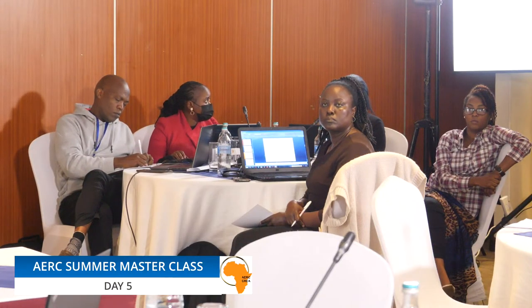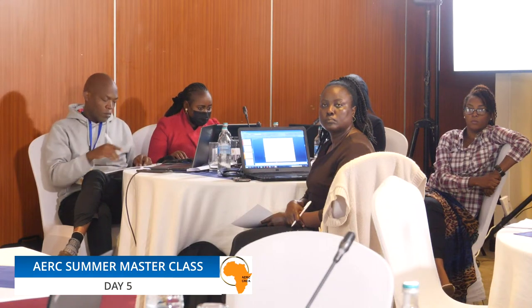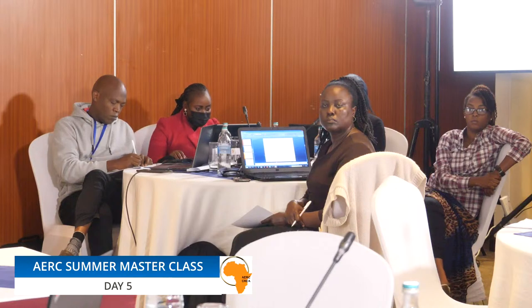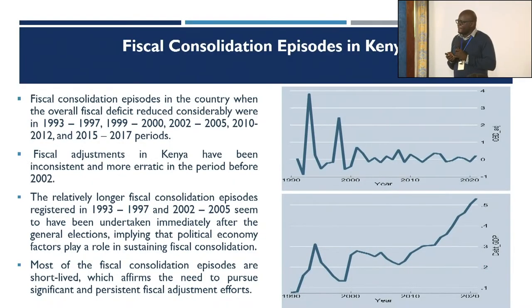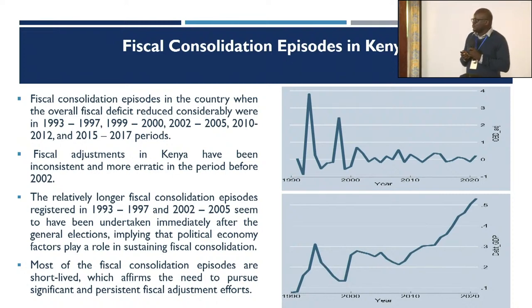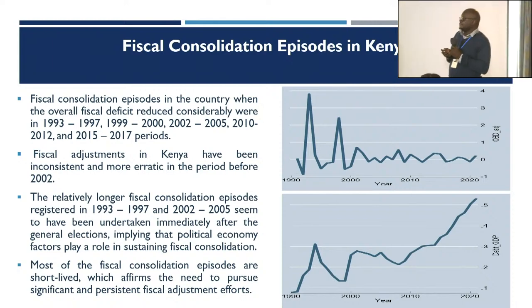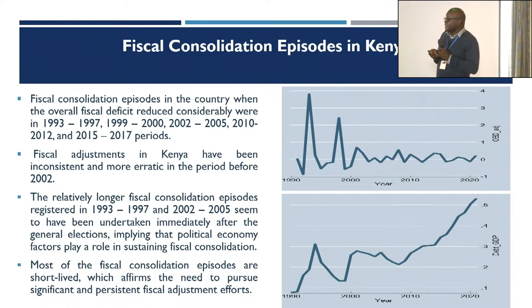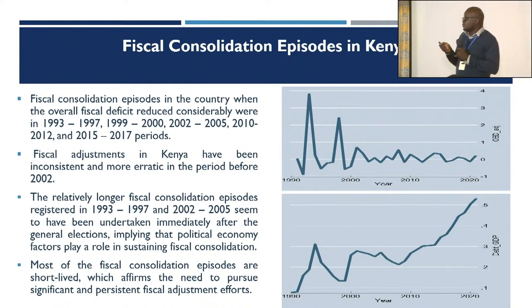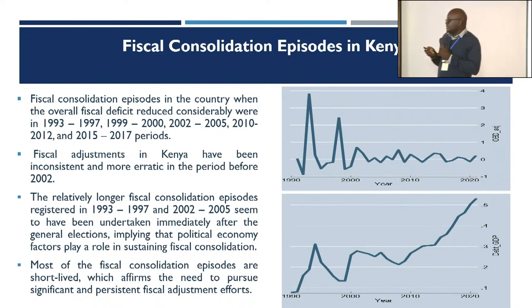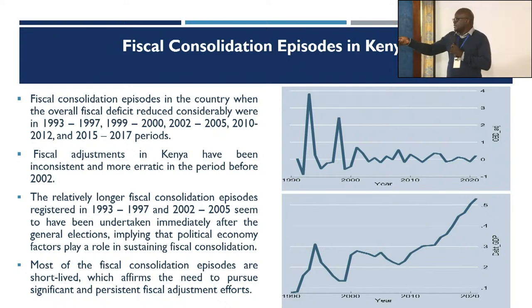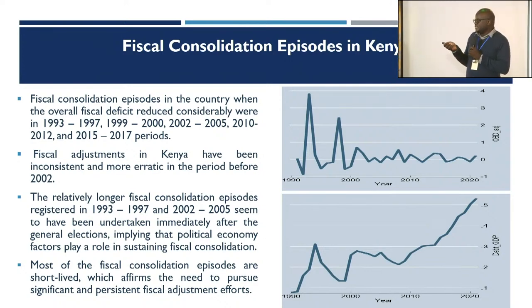So with this, the countries have been trying to consolidate their fiscal position. As you can see from the two graphs, the graph on top shows the overall budget deficit adjustment for Kenya for the period 1990 to 2020. As you can see from that graph, the adjustments have been inconsistent, but they were more erratic before the year 2000. And despite those efforts, we can see that the debt to GDP ratio has been steadily rising from 2008 to 2020.